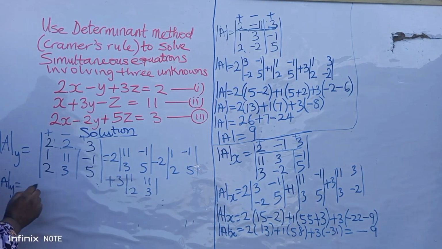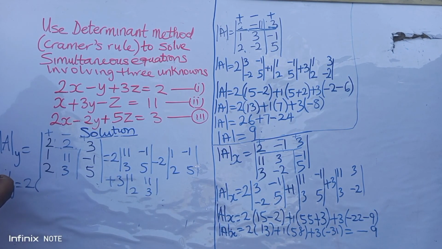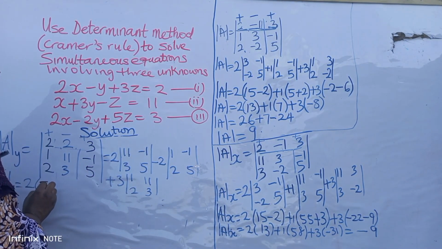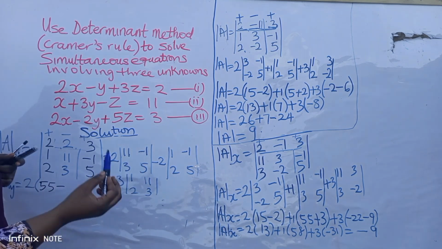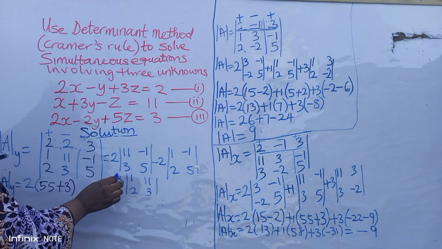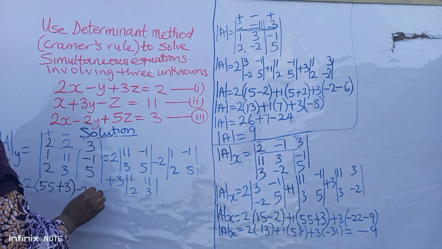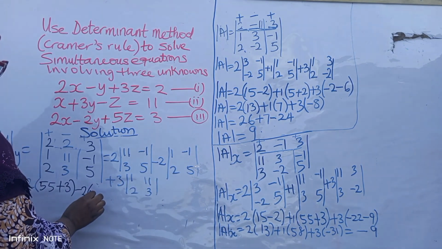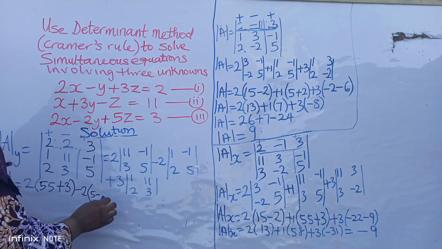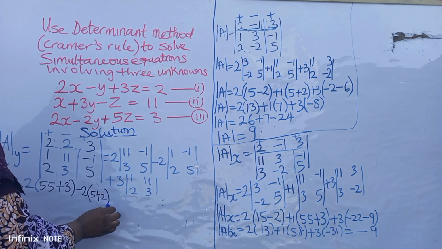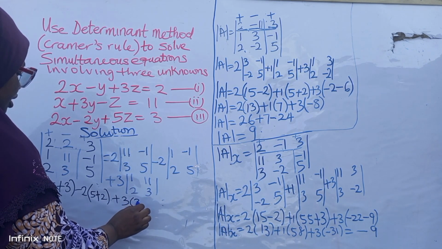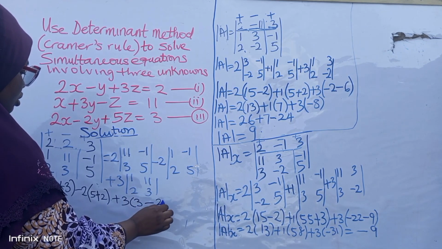So determinant of A subscript Y will now be what? Find the determinant of those 2 by 2 matrices. So 11 multiplied by 5, that's 55, minus 3 multiplied by minus 1, that is minus 3, multiplied by this minus gives plus. Minus 2 times 1 multiplied by 5, that is 5, minus 2 multiplied by minus 1, minus 2. So multiply by minus, plus 2. So then I have plus 3, 1 multiplied by 3, 3, minus 2 multiplied by 11, 22.